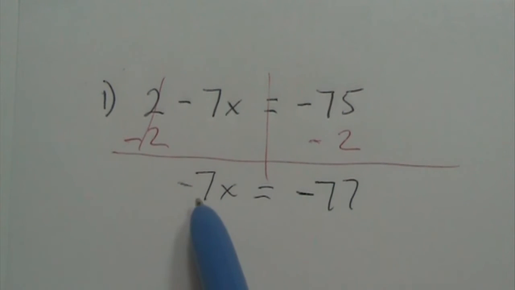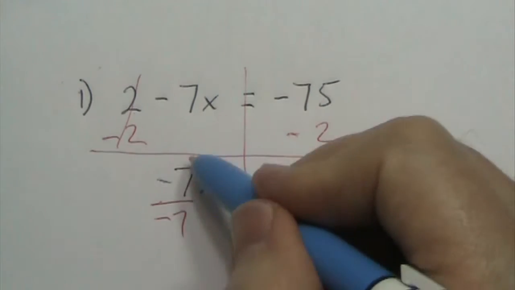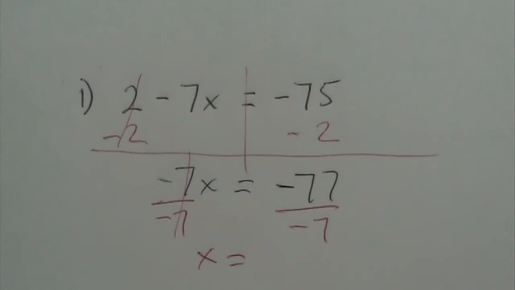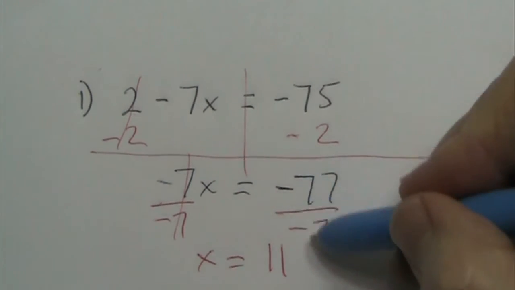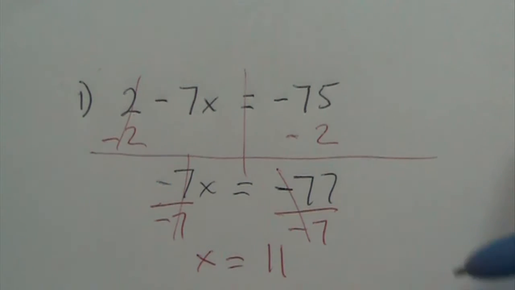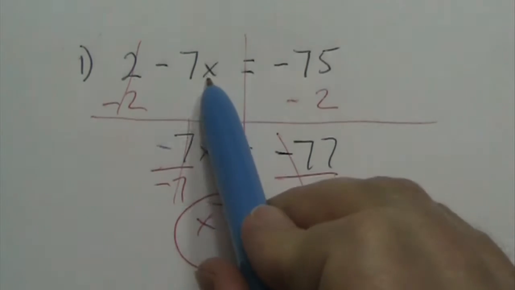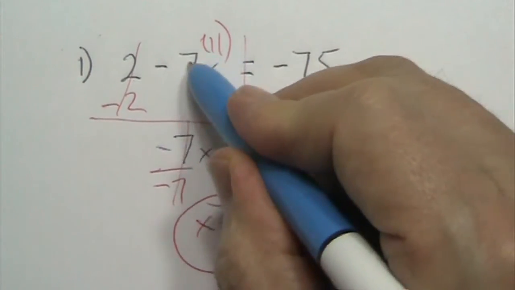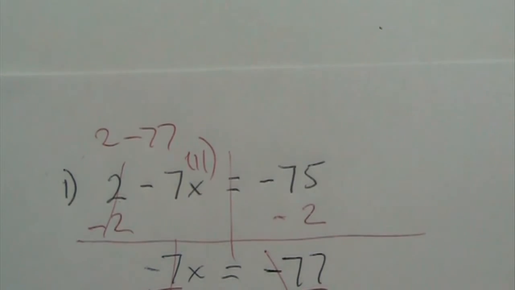Next, get rid of the coefficient. Make that into a 1. See that? This will make it into a 1. Divide by the same number. Leaves you with x. 7 goes into 77. And two negatives, when multiplying or dividing, they cancel. You can check this by plugging it in there. 11 goes in here. That would be 77. 2 minus 77 is negative 75. It works.